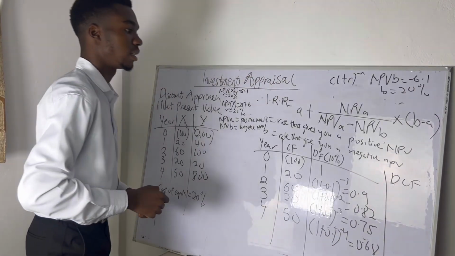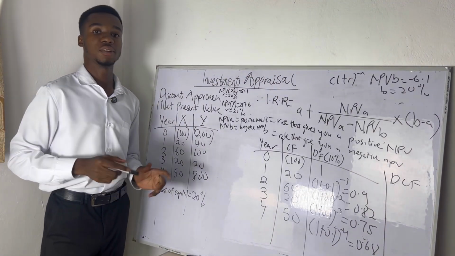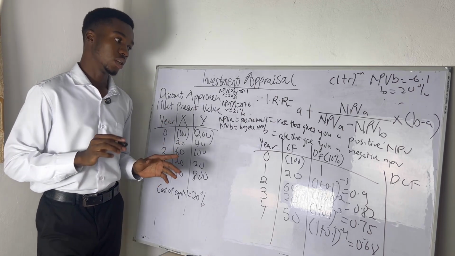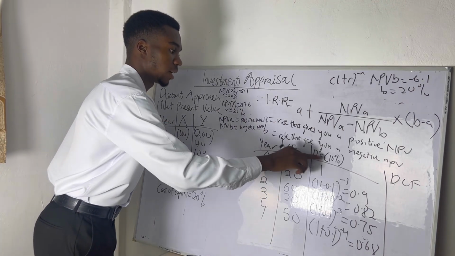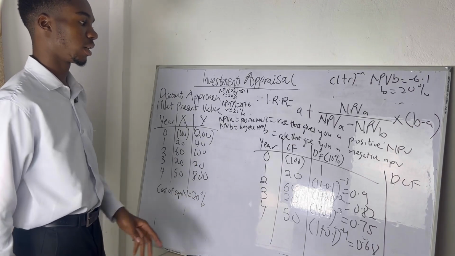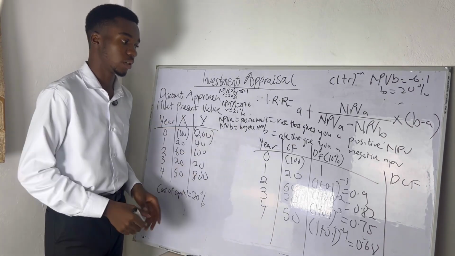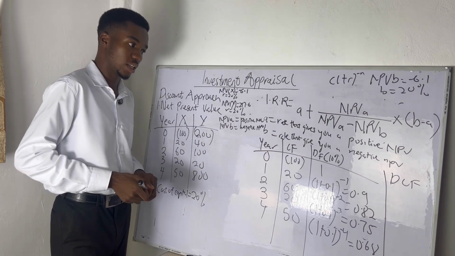So now we found the discount factor. The next thing we are going to find is the discounted cash flow. The discounted cash flow is the CF times the DF, the cash flow times the discount factor. And that's going to give us the present values for the future values. So how much you're actually going to get every year.